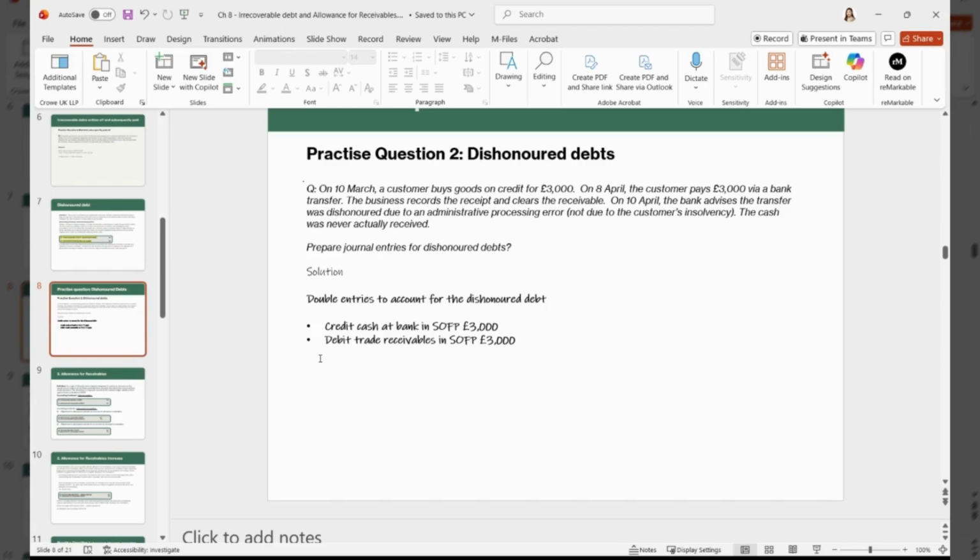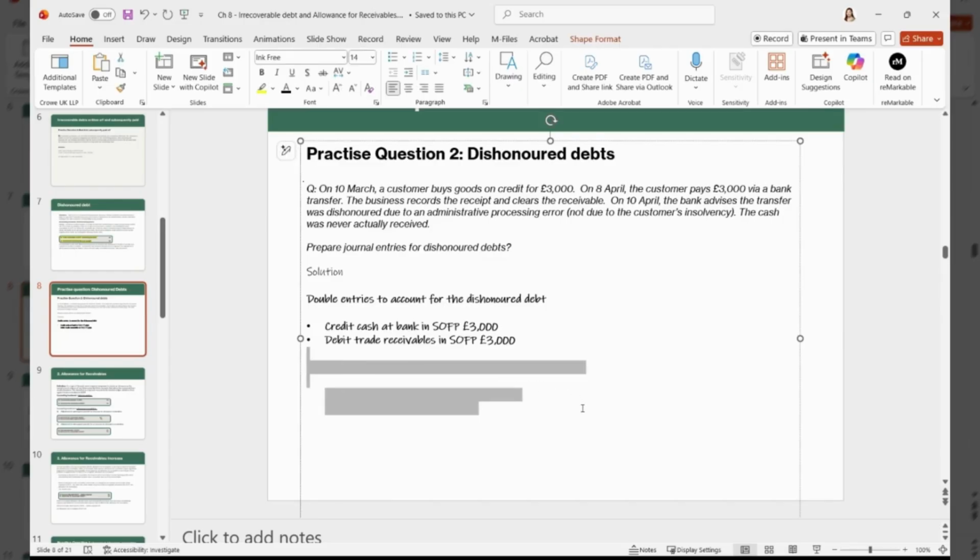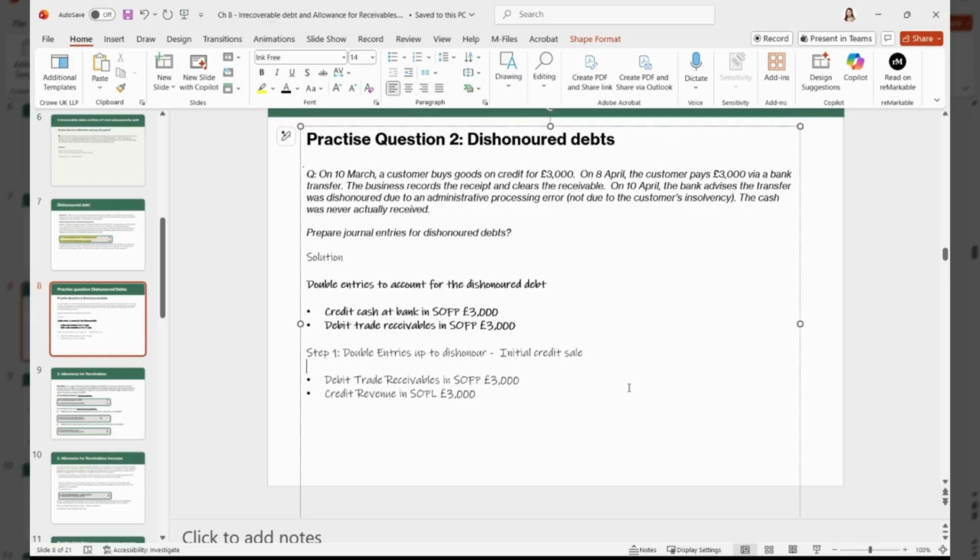Entry 1. The initial sale. We debit trade receivables in the statement of financial position for £3,000. This shows that the customer owes us money. We credit revenue in the statement of profit or loss for £3,000. This records the income from the sale. So at this point, we've recognised both the sale and the receivable. Now, on 8th April, the customer pays £3,000 via bank transfer. The business records this payment and clears the receivable.